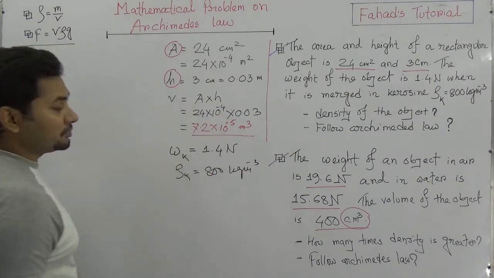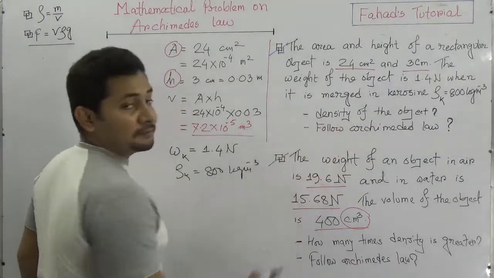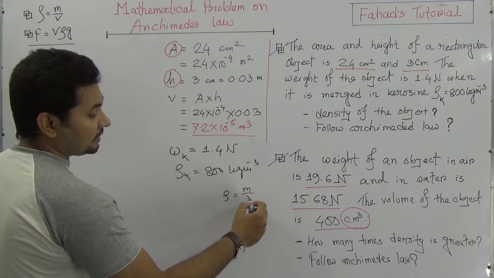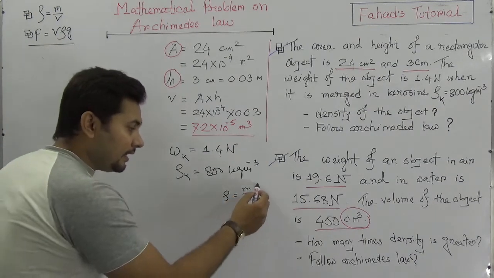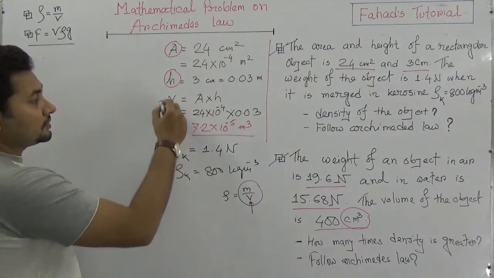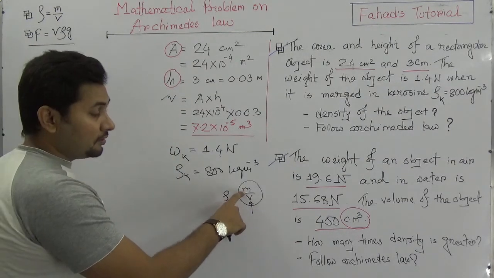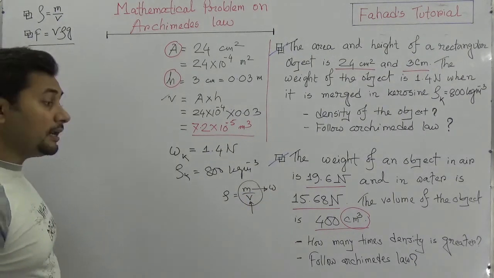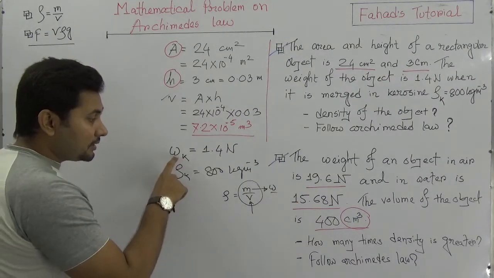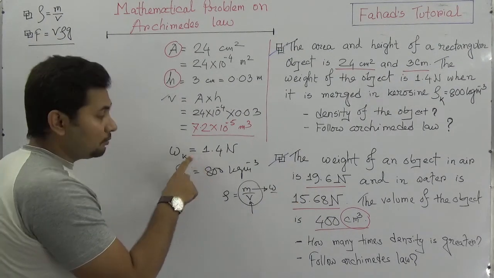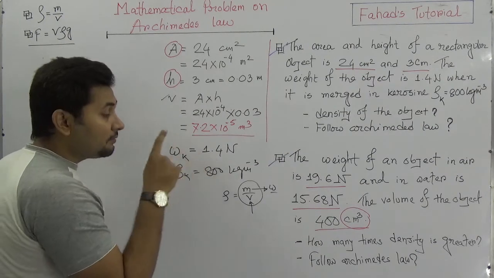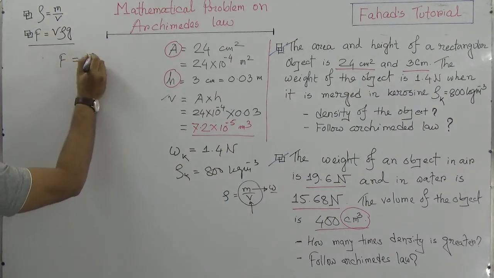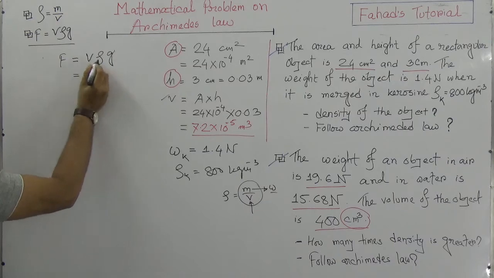Okay, now what to do? The question asks for the density of the object. Again, think about it: to find the density of the object we need m by v. Now we see that we have v, we just got v, but we don't have m, and to get m we need to find the weight. And how to get the weight? We know that 1.4 Newton was lost. Now if we find the buoyancy, then we know how much it lost.